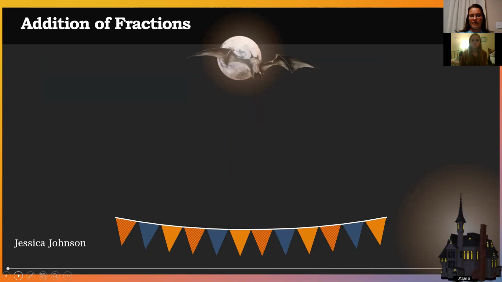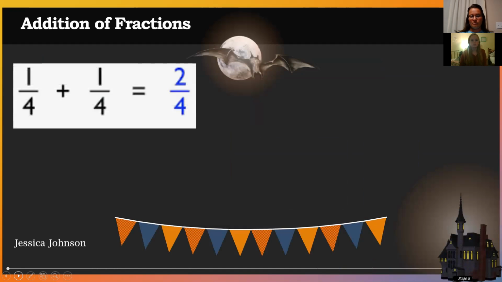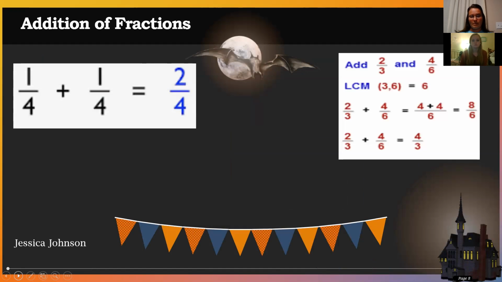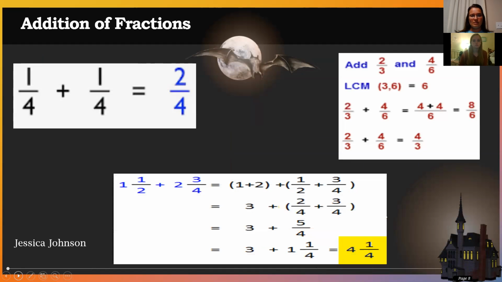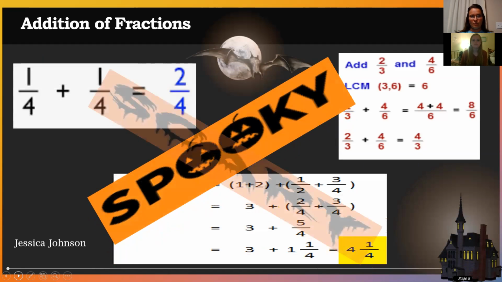We have learned how to add fractions with like denominators, fractions with different denominators, and mixed number fractions with like denominators, and I hope that you've learned that fractions are not spooky or scary.